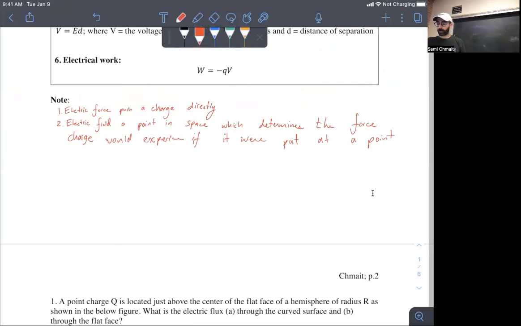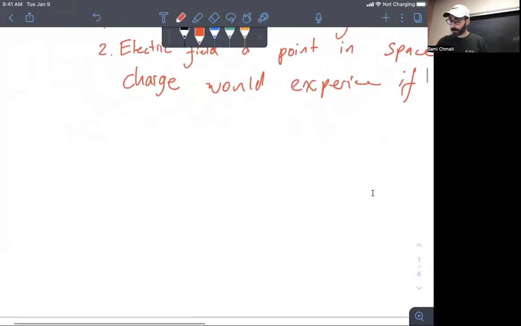Okay, so a point in space which determines the force a charge would experience if it were put at said point. All right, and the last one is electric potential. Again, this is an arbitrary label relative to a point in space, which determines how much energy is required to move a particle from A to B. So I'll write that again. I'll try to be more efficient this time.